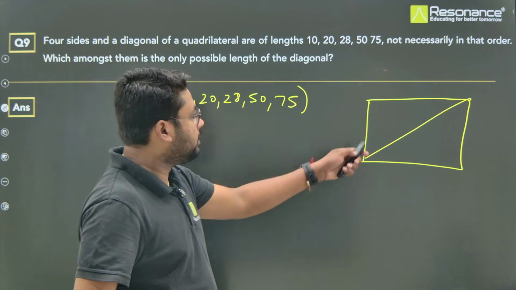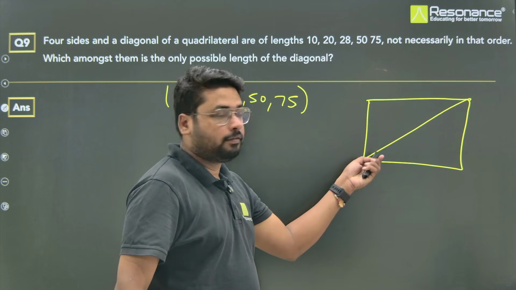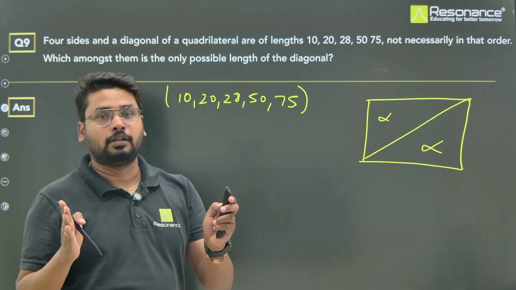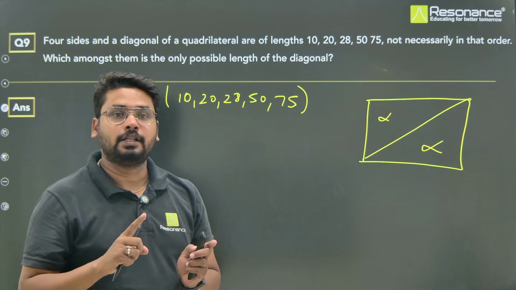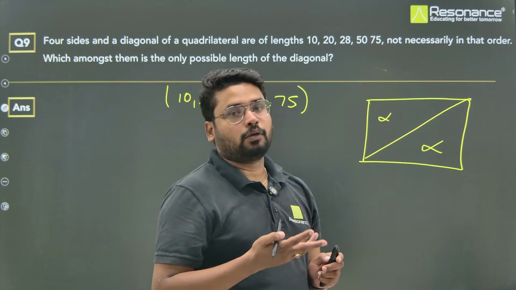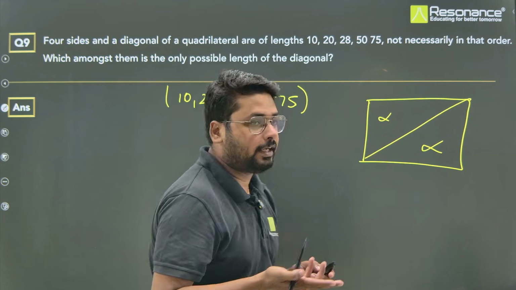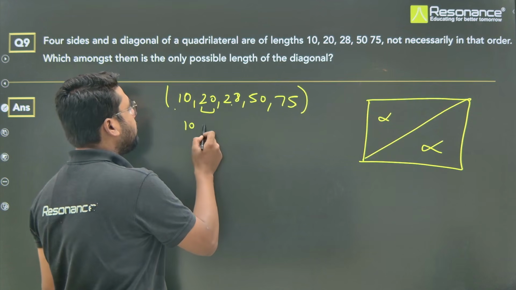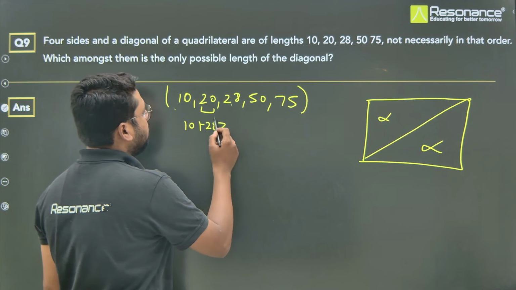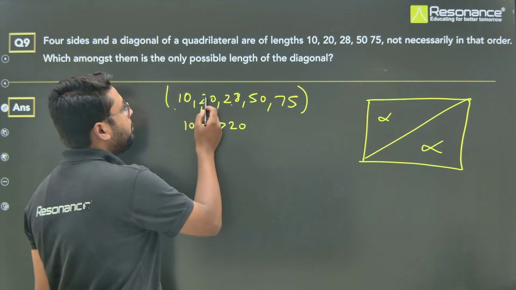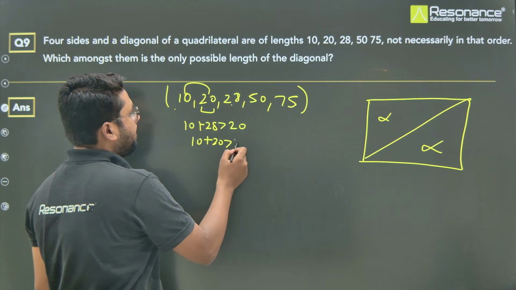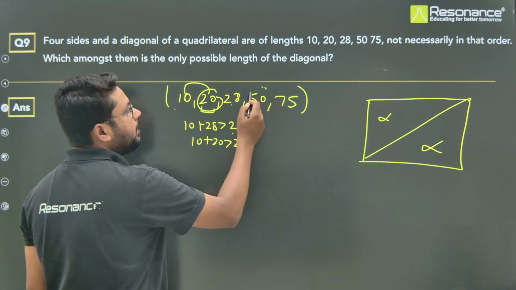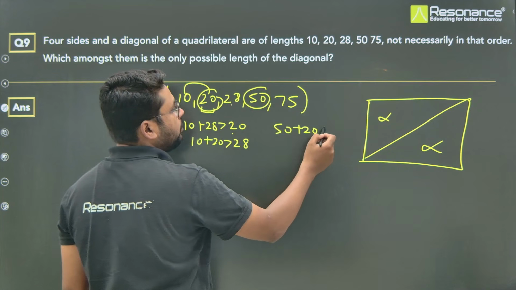If you see this diagram, from this diagonal we have one triangle, and this is another triangle. There are two triangles on either side of the diagonal. The property of a triangle is that the sum of two sides is always greater than the third side, and for a quadrilateral, the sum of three sides should be greater than the fourth side. So suppose we pick 20 as the diagonal. Then 10 plus 28 is greater than 20. But because 20 is a diagonal, 20 will be there in this pair also. So 50 plus 20 is not greater than 75.